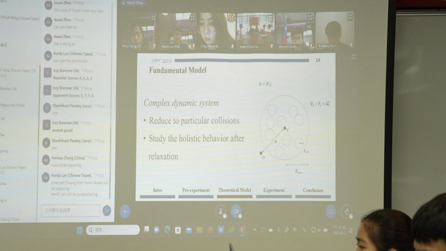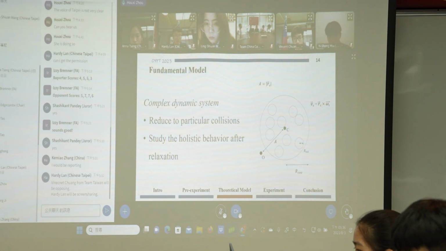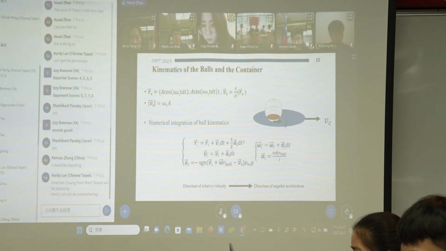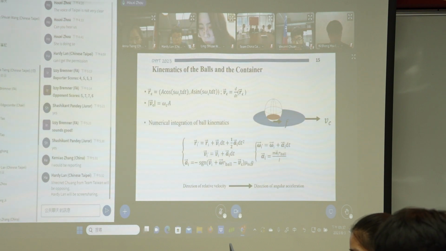Now we can take a look at our fundamental model. We want to start from particular collisions that take place in the system during the movement and study its holistic behavior after relaxation. Here is how we would describe the dynamic state of a ball after each step. Each variable that describes its state of motion is iterated over and over again, as shown on the slides.